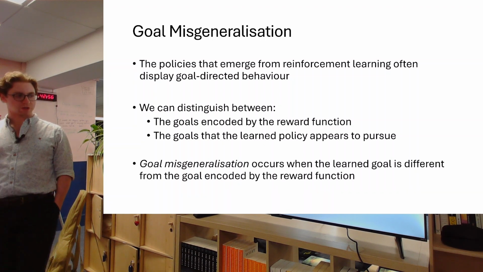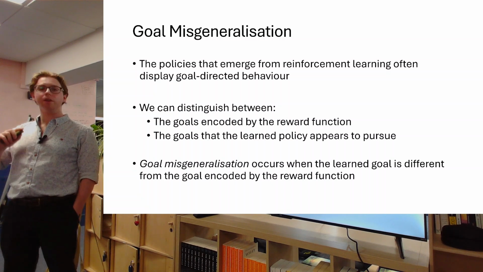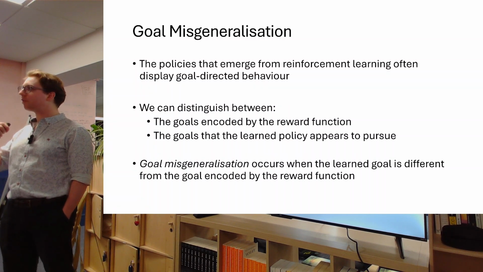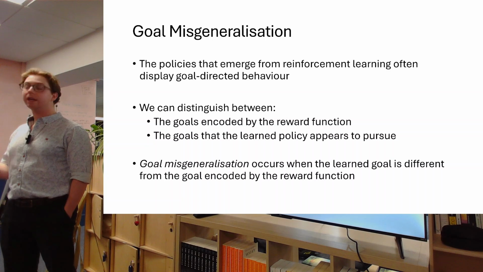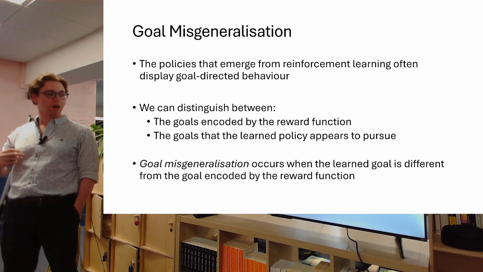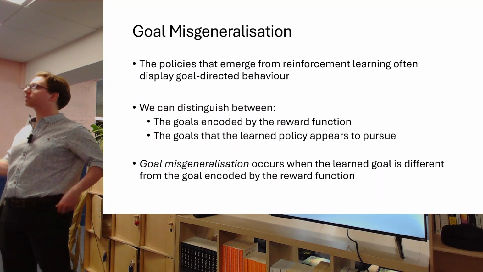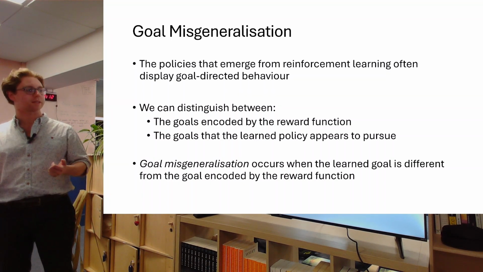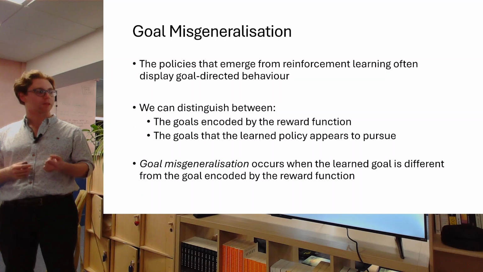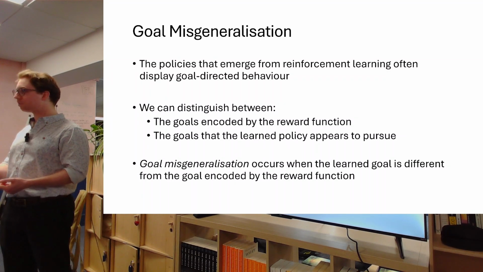Goal misgeneralization occurs when the learned goal, the goal that the policy has learned to pursue, is distinct from the goal encoded by the reward function. So it refers to this separation, this coming apart of these two different sets of goals, the goal that's encoded by the reward function and the goal that's learned by the policy.